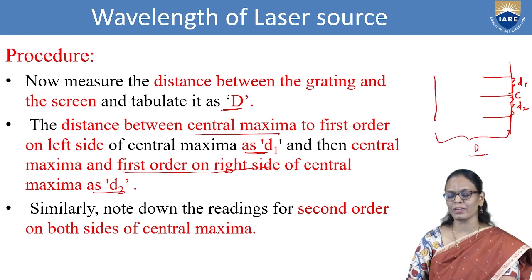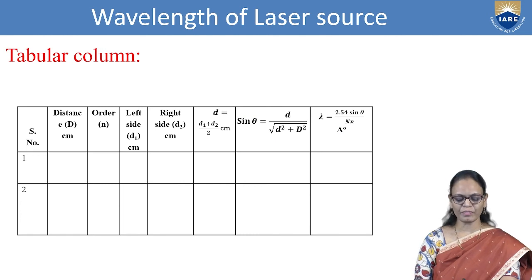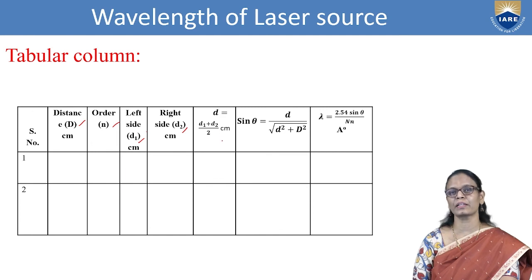The important thing you have to note down first is capital D, how you are placing the grating and the screen, capital D, D1 and D2. And then we are going to tabulate the readings. What is capital D? Which order we are noting down? What is D1 on either side? Left side D1, right side D2. So from here we can get d.